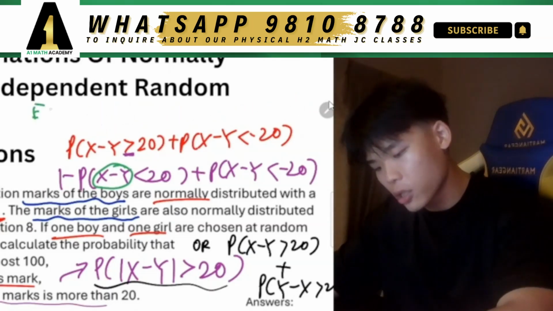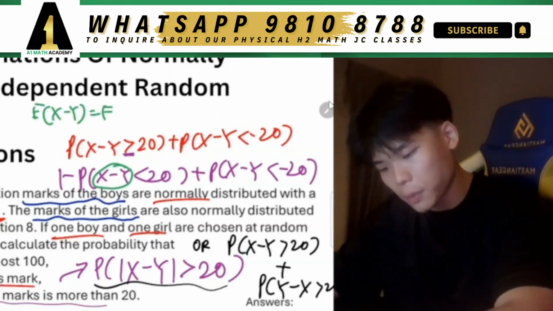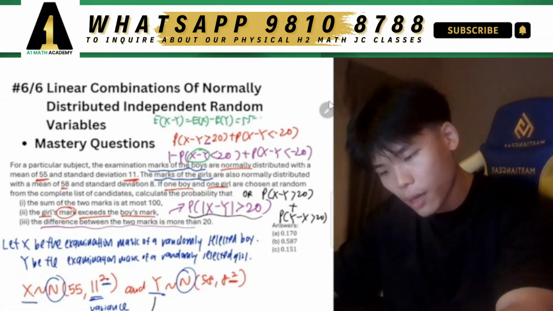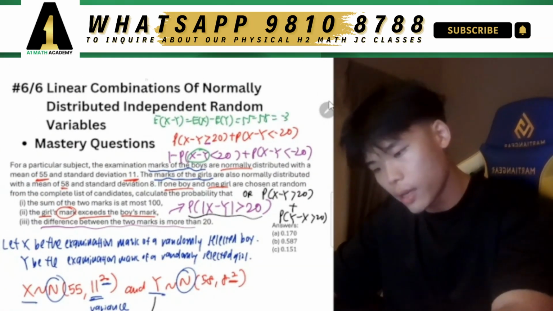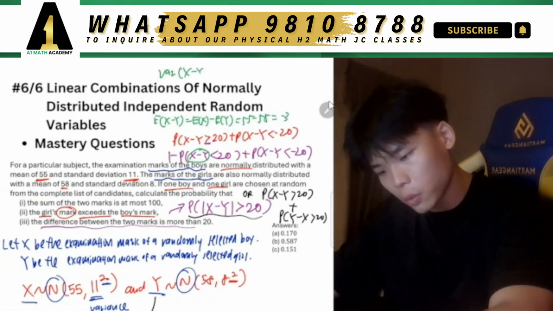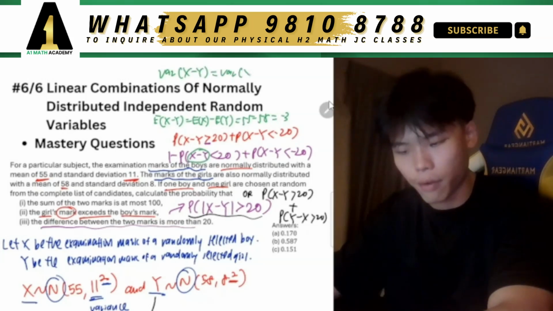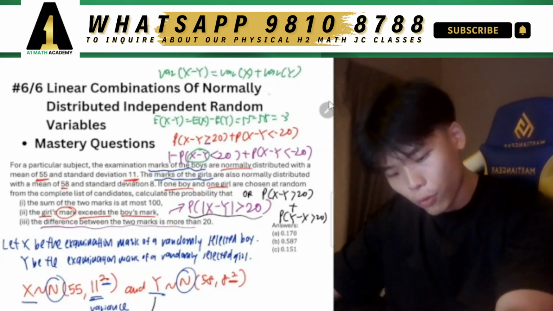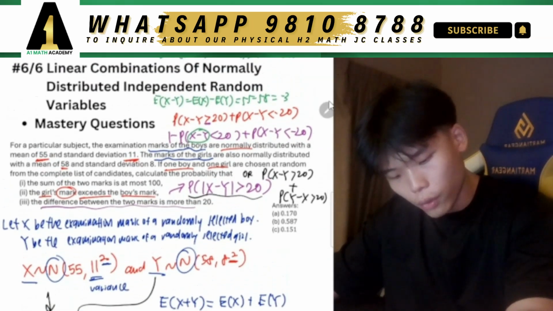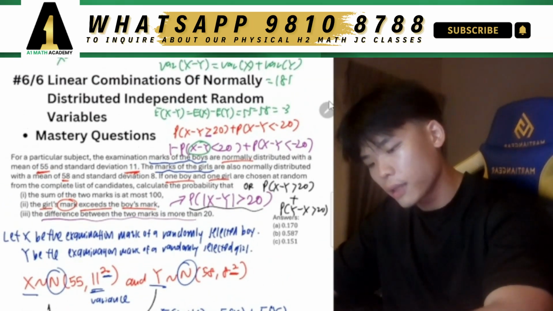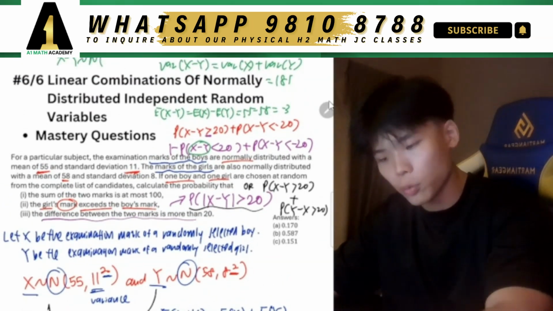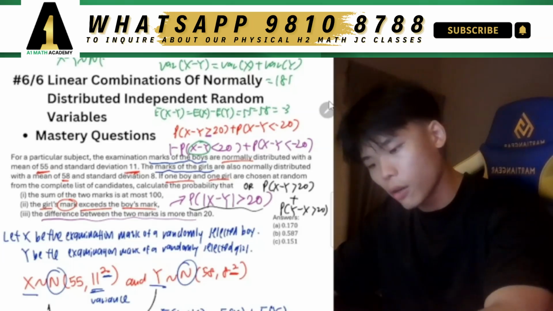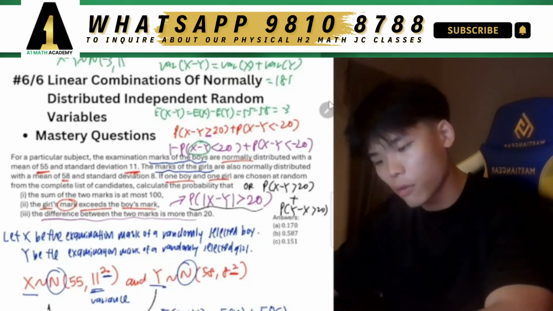So the expectation of x minus y will just be the expectation of x minus the expectation of y. I get 55 minus 58, I get negative 3. The variance of x minus y will still be the same, variance x plus variance y. We never minus the variance from each other. So from here, we get the same value of 185. So in the end, x minus y is also another normally distributed variable with a mean of negative 3 and a variance of 185. That's that.